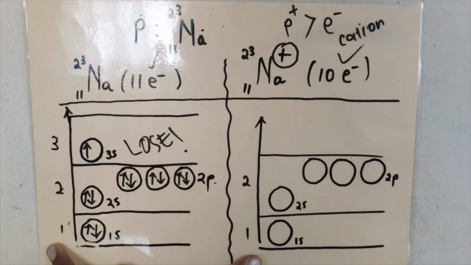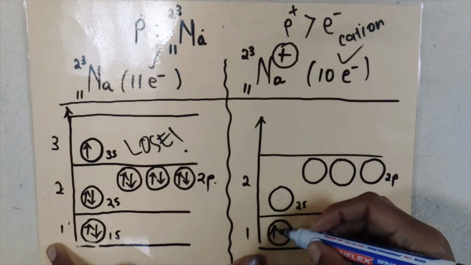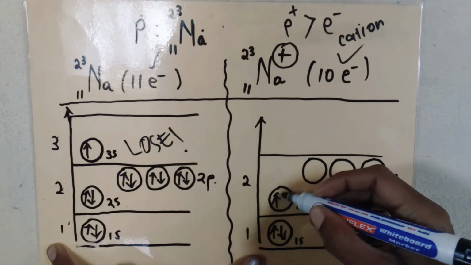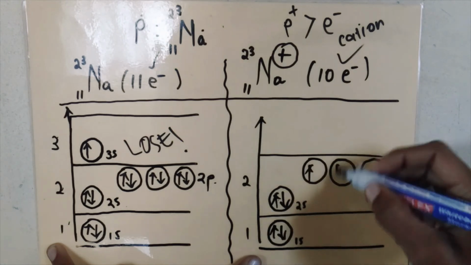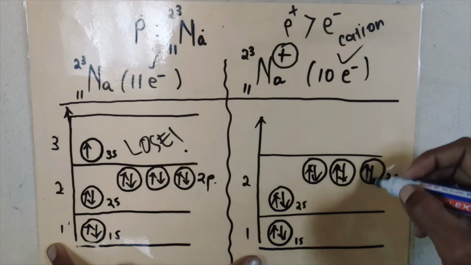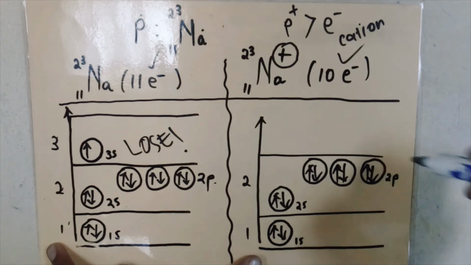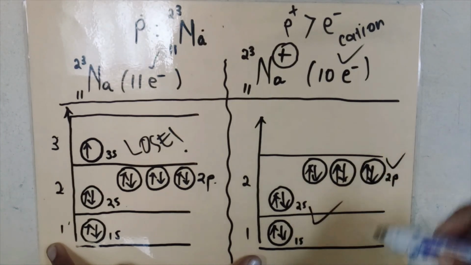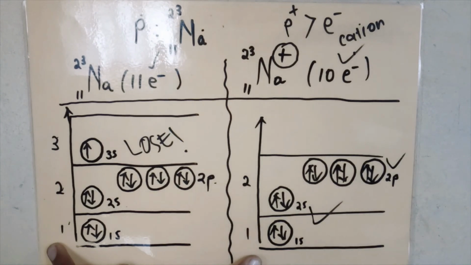So now the Aufbau diagram for this is just going to be a similar thing. You do the same thing, but now it only has 10 electrons. So you get a mark for that and a mark for this, and also that mark for 10 electrons.